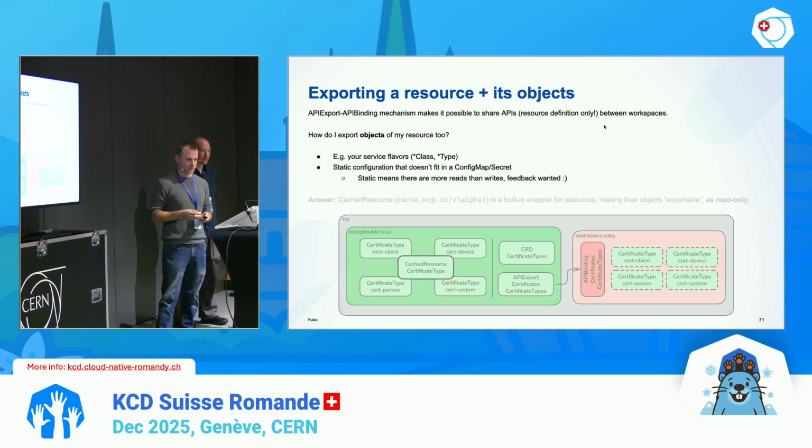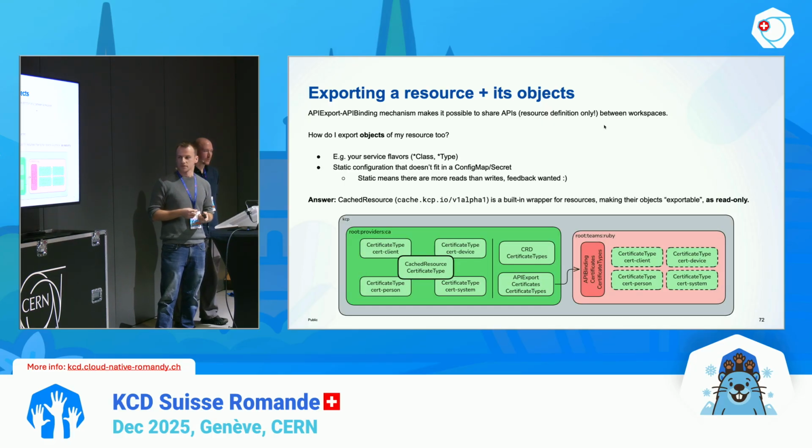So how do we actually do that? We already know that API exports and bindings are there to share APIs, but you cannot really export objects of a resource. So KCP has a built-in type that can actually do that. It's called cached resource. And it makes objects sort of exportable in a read-only way.